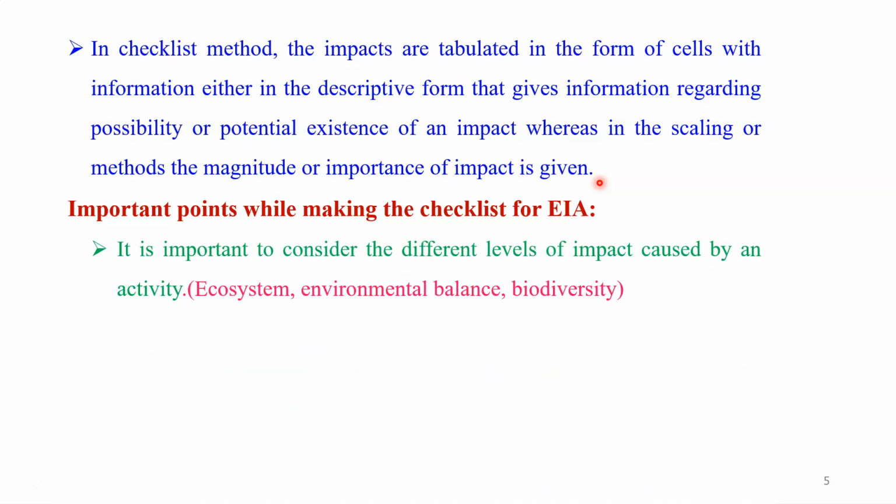The first very important thing is to consider the different levels of impact caused by an activity. So see, for example, suppose we are going to start the construction of a dam. When we are going to construct the dam, some levels are very important. For example, what is the main level? That is the primary level. What will be the impact on the drainage system that is available in that watershed area? So that is our first level.